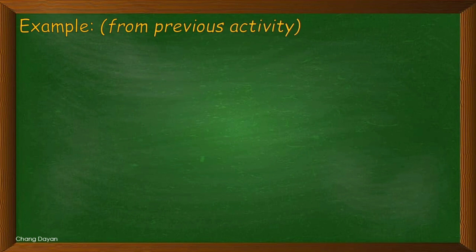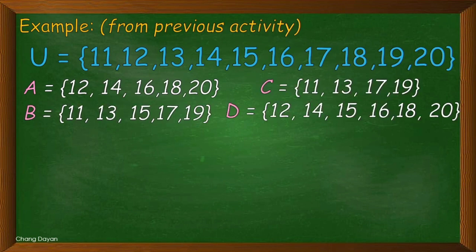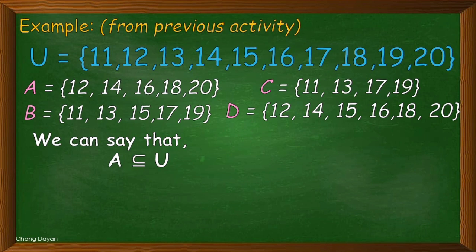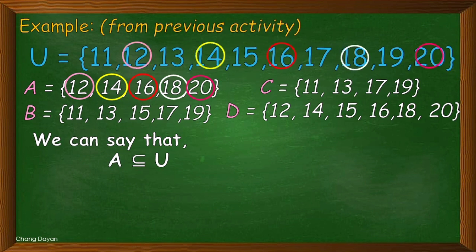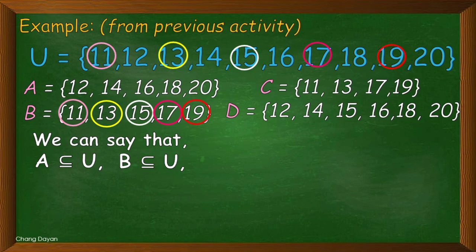So from our previous activity, we have our universal set and the following sets. So we can say that A is a subset of U since we can have these numbers in our universal set, meaning makikita natin ang 12, 14, 16, 18, 20 sa ating universal set. Next one, B is a subset of U. Makikita natin ang numbers 11, 13, 15, 17, 19 sa ating universal set.